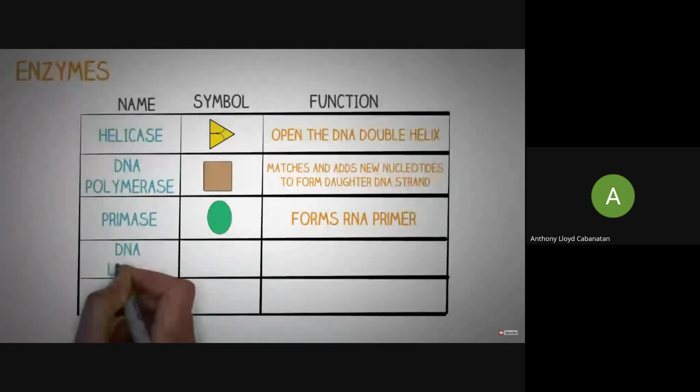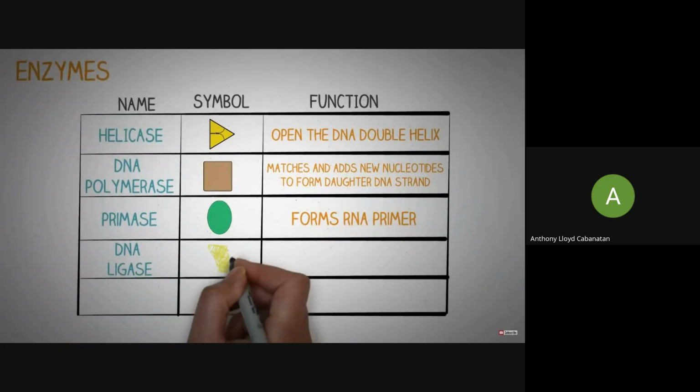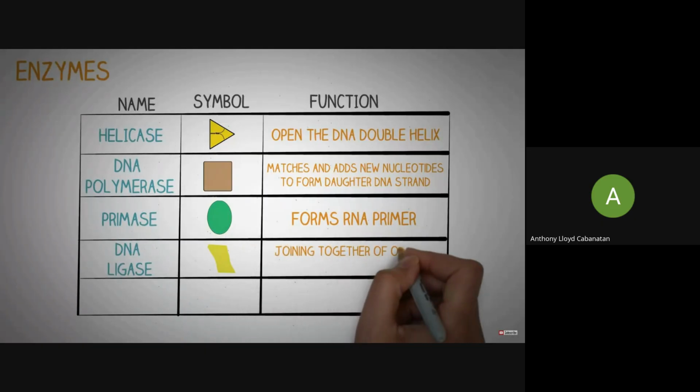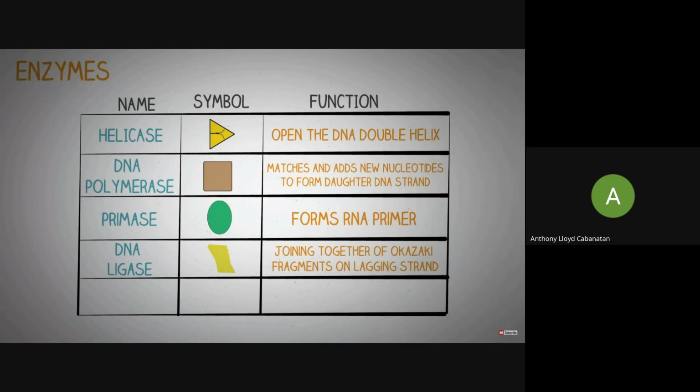The next enzyme we will talk about is the DNA ligase, which will be represented by this symbol in the process. The DNA ligase performs a vital function of joining together of the Okazaki fragments on the lagging strand. Now this may seem complex right now, but we will get to this in detail later in this video.